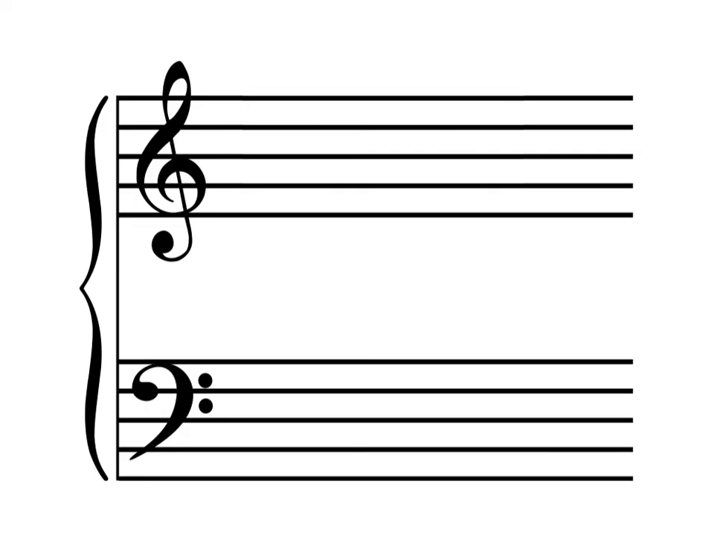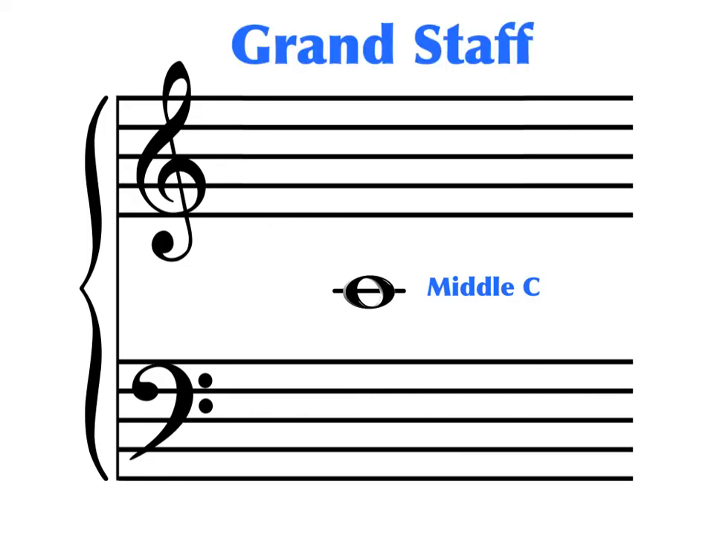Often, the treble staff is placed over the bass staff, with space in between for lyrics. But technically, there is only one ledger line between the 2 staves. The note that goes on that ledger line is called middle C, because it is in the middle between the 2 staves. When we see these 2 staves joined together by a brace, we call it a grand staff.